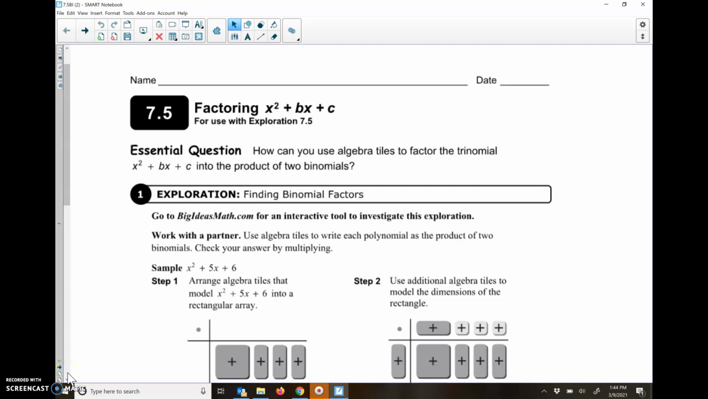for lesson 7.5, factoring x squared plus bx plus c. And you'll see tomorrow we'll do something where we add a coefficient in front of the x squared that makes it a little more difficult. So pretty much we're doing the opposite of what we've been doing.